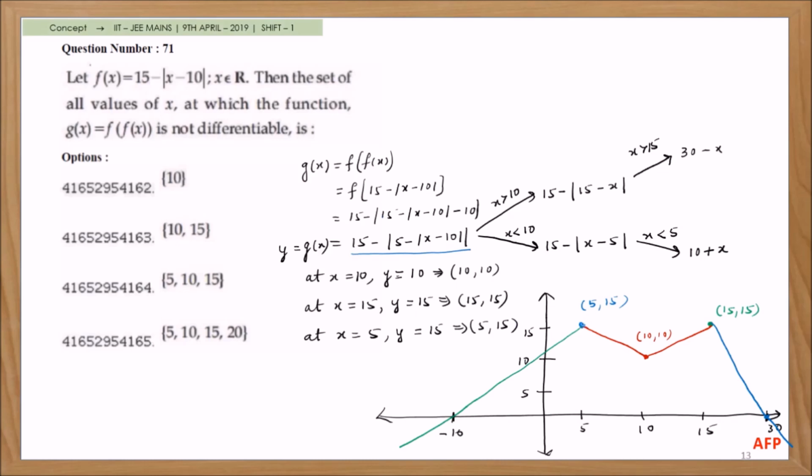These edge points are called kinks, which means corner points. At these points the function is not differentiable. The entire graph of the function is differentiable, only at these points it is not. They are asking for the set of all values at which the function is not differentiable. The x values here are 5, 10, and 15. Therefore x is equals to 5, 10, 15 implies g of x is not differentiable. So option 3 follows.